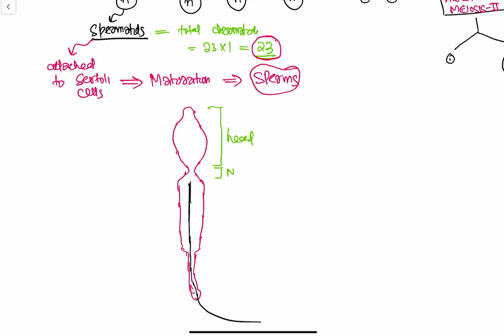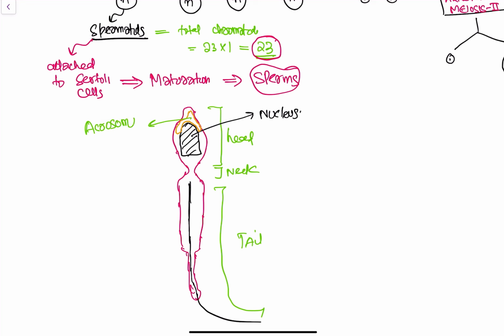The second part is called the neck, and the third part is called the tail. The head contains the nucleus, an enlarged nucleus, and a short cap on this nucleus, which is called the acrosome. It's a bag of enzymes. So this is called the acrosome. The acrosome is a bag of enzymes which contains zona lysin, hyaluronidase, etc.